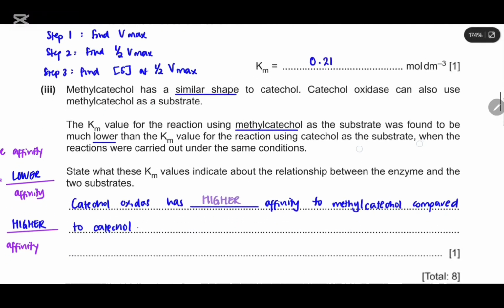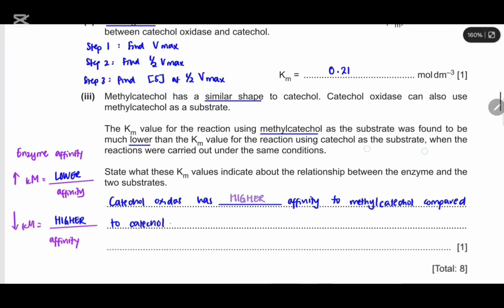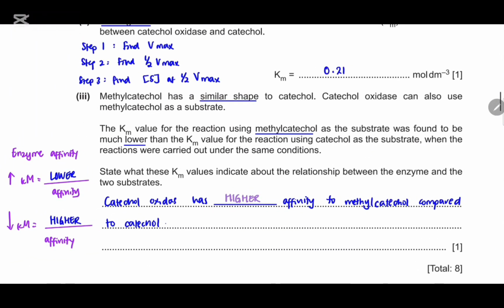All right. And last but not least, this next question gives us information that methyl catechol has a similar shape to catechol, which is the substrate of this enzyme catechol oxidase. The Km value using this methyl catechol as a substrate was found to be much lower than using catechol as the substrate when the reactions were carried out under the same conditions. Now that's very, very important. State what these Km values indicate about the relationship between the enzyme and the two substrates.